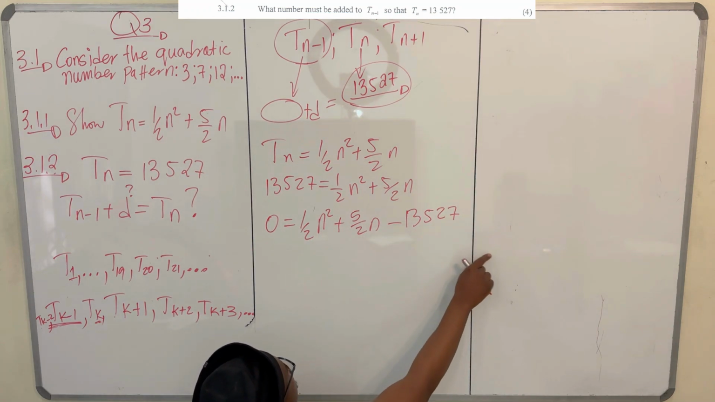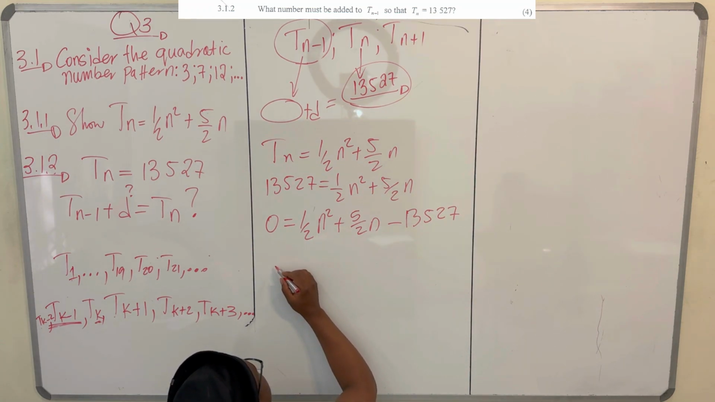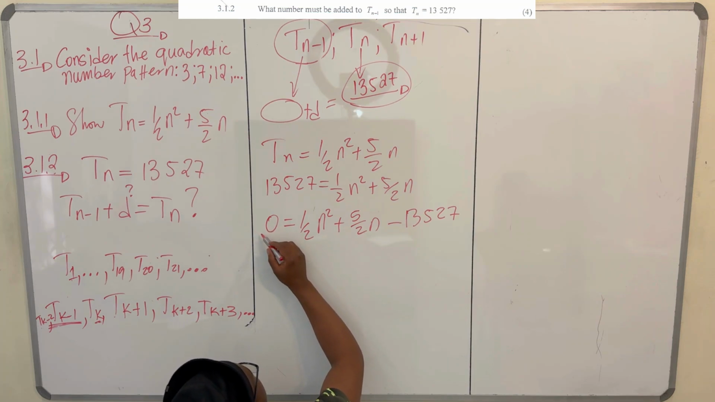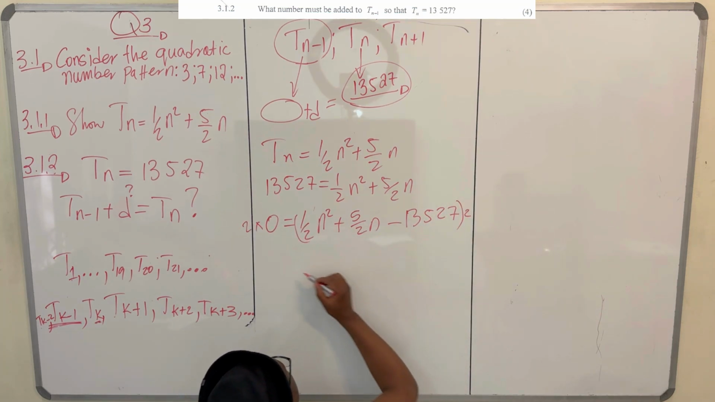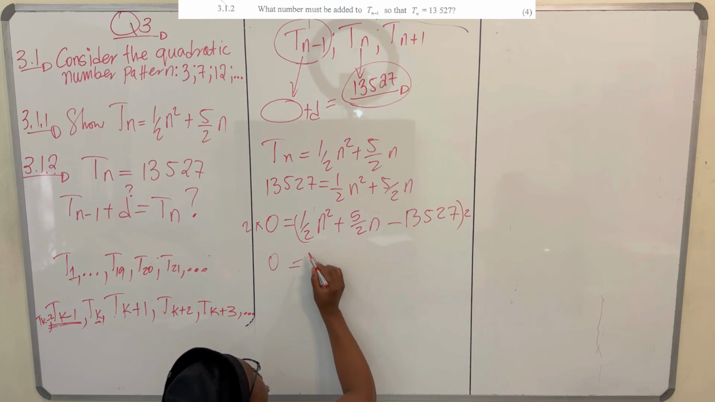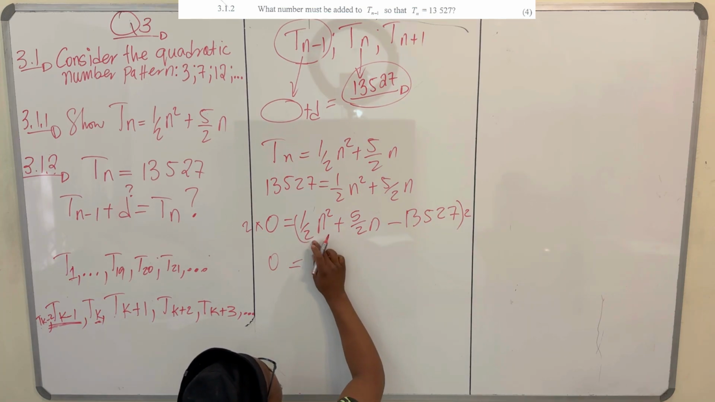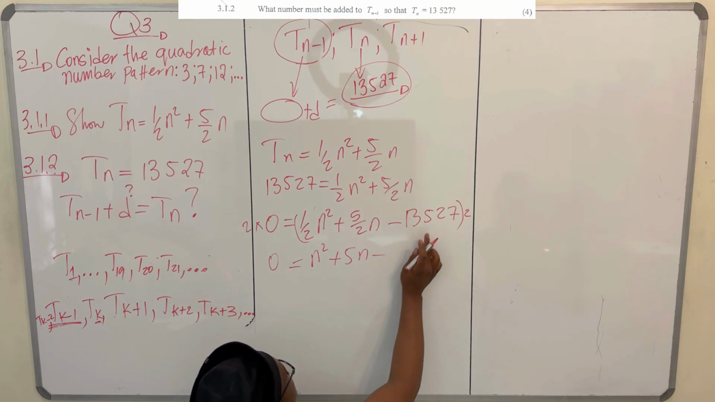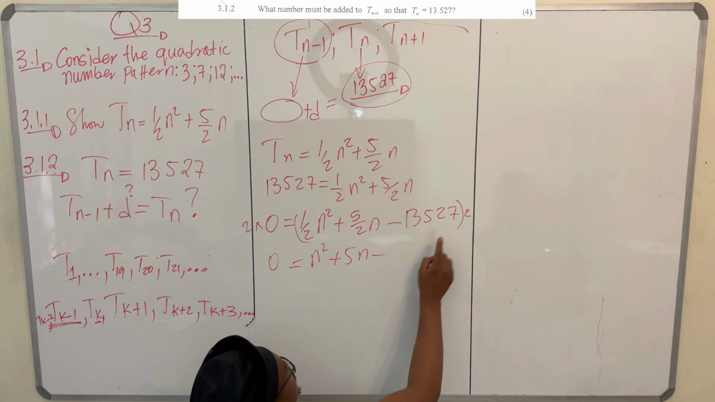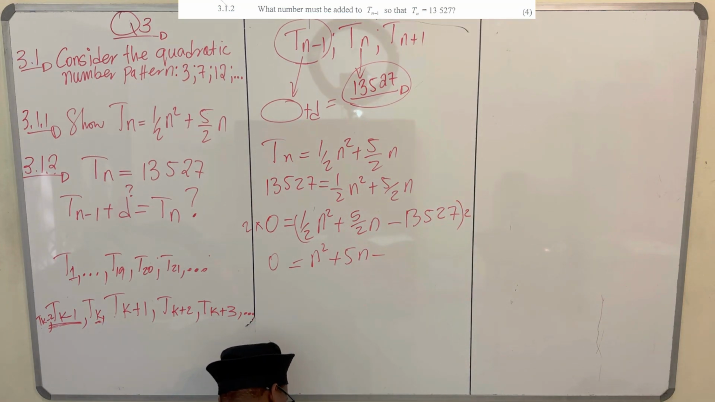Or you multiply by 2 throughout. If you multiply by 2 throughout, all of this will be multiplied by 2. So 2 times 0 is 0. This times 2 will be n squared plus 5n minus the double of that. 2 times that, that's what we're going to get on our calculator.